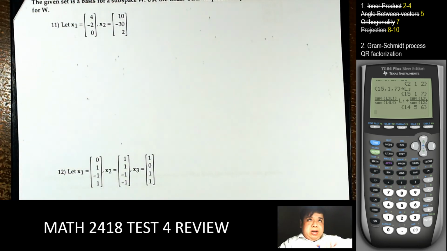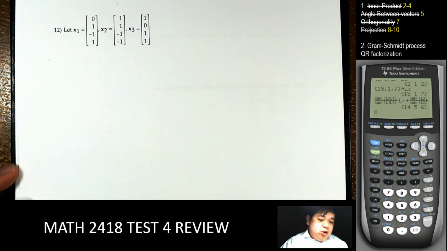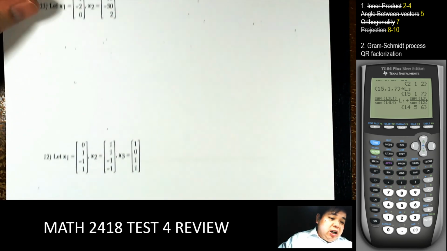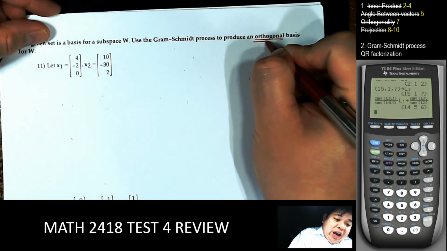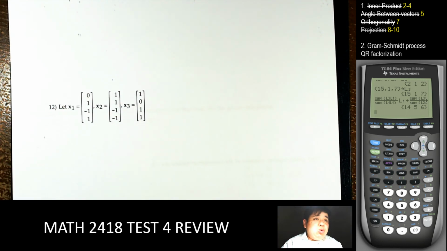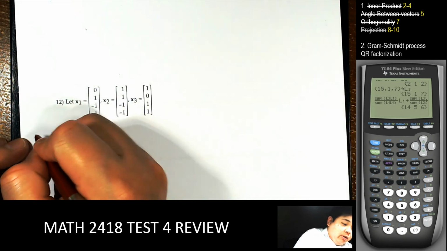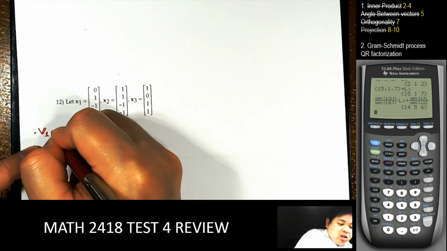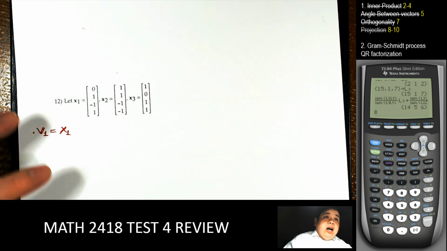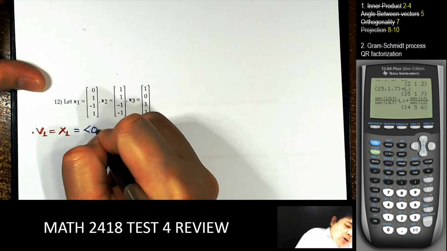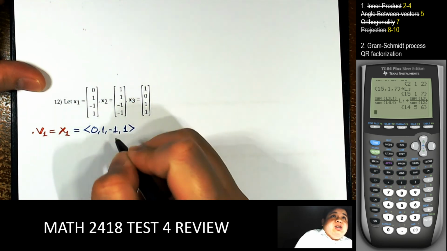Next, the Gram-Schmidt process. We only do number 12 here, because if we can do it for three vectors, then definitely we can do it for two vectors. So in this case, we have to read the question clearly. This is just orthogonal and not orthonormal. The nice thing is we can choose any vector and multiply the length so that the numbers are nice and even. So when we have three vectors, first we just pick any vector to be v1. Customarily we just use x1, which in this case is 0, 1, negative 1, and 1. And again, we write a vector like this to save space.